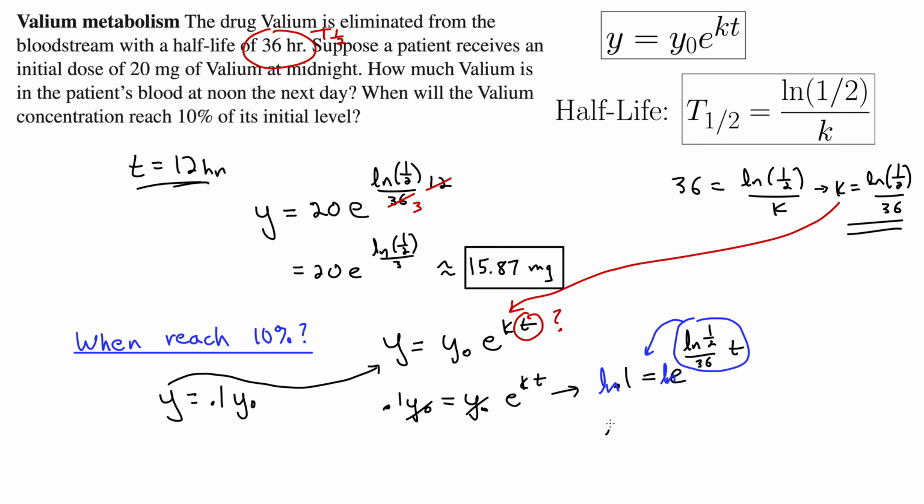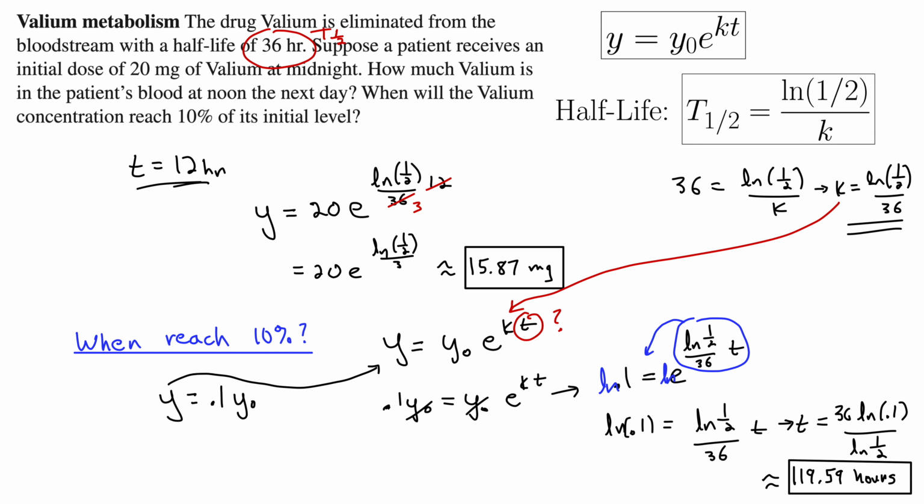So we have natural log of 0.1 equals natural log of 1/2 over 36 times t. Well, we can solve that for t. T is then 36 natural log of 0.1 all over natural log of 1/2. Put that into a calculator, you get about 119.59 hours. So that's quite a while.